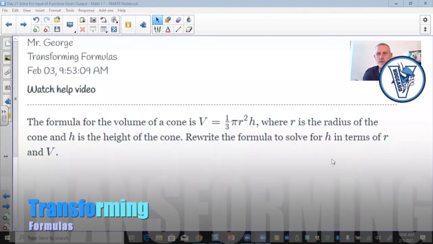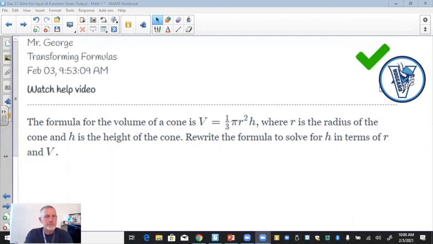All right, wanted to show you something here on this transforming formulas assignment. They can look pretty tough. I get that. The formula for the volume of a cone is volume equals 1/3 pi r squared times the height, where r is the radius of the cone and h is the height of the cone, as I just stated. We write the formula to solve for h. They want us to solve for h.